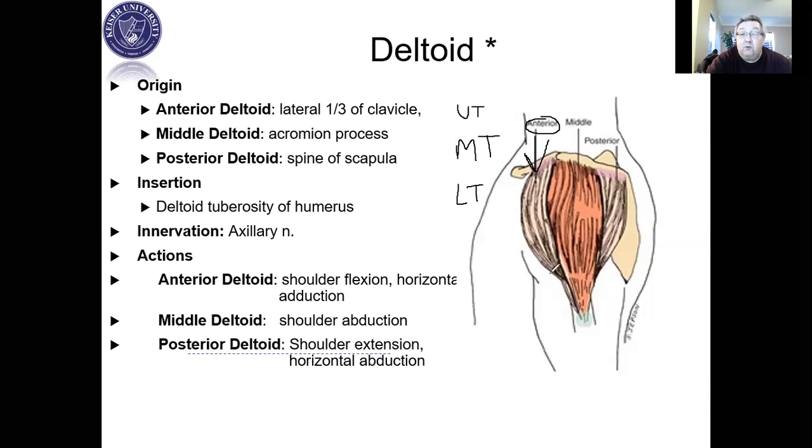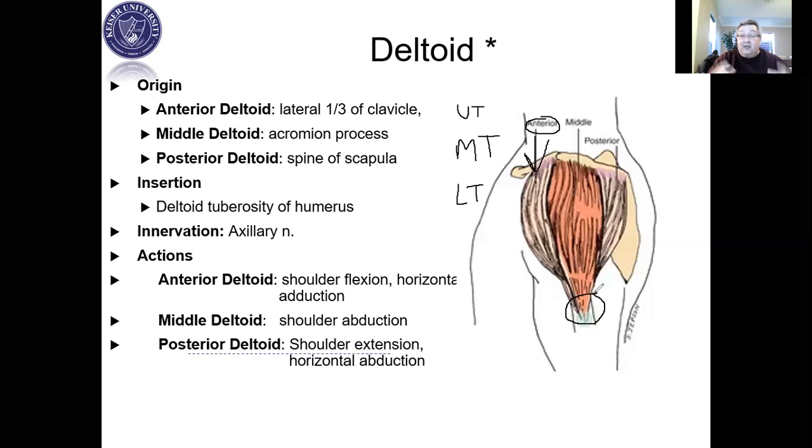The insertion point of all three muscles of the deltoid is right here, the deltoid tuberosity. So you can actually correlate the upper trap and the anterior deltoid. The middle trap and the middle deltoid, the lower trap and the posterior deltoid. Okay?